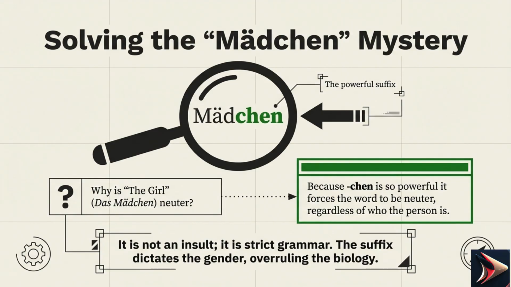Okay, you now have the code. You get the clubs, you know the logical groups, and you understand the incredible power of suffixes. But knowing the code is one thing. Actually using it is another. So here's your new mission.